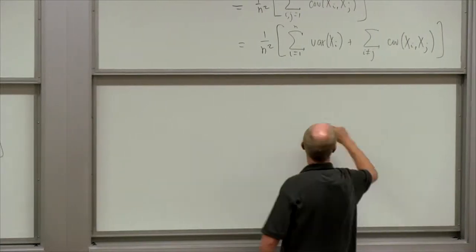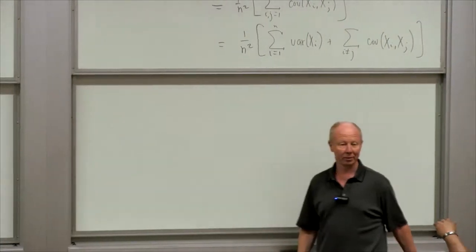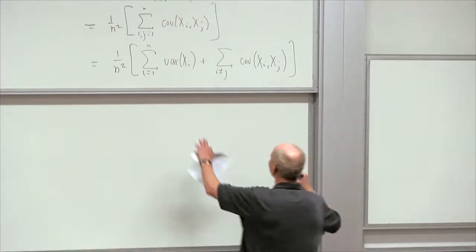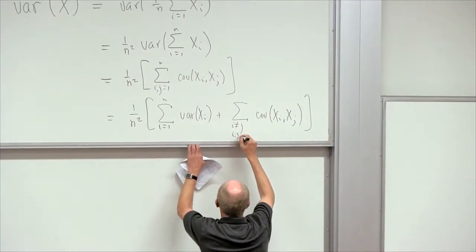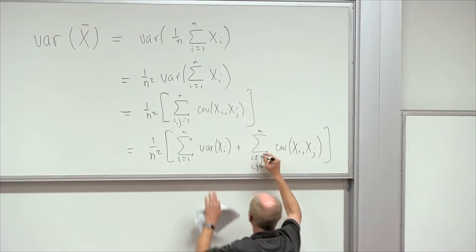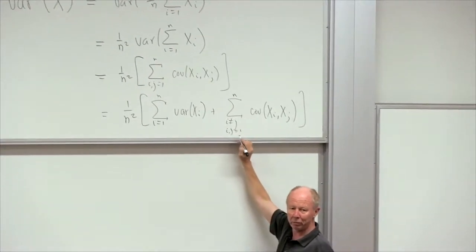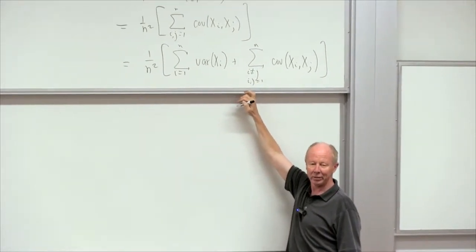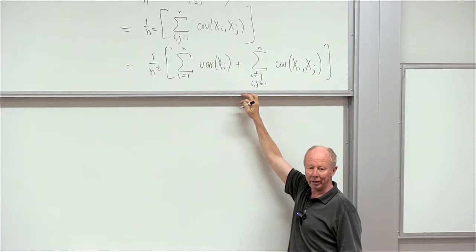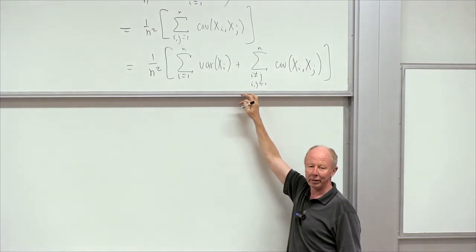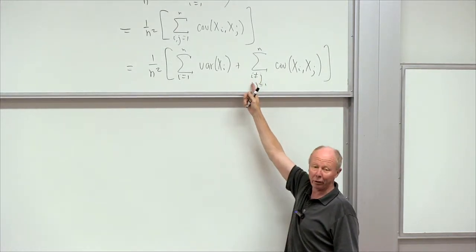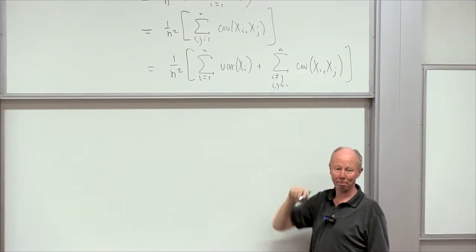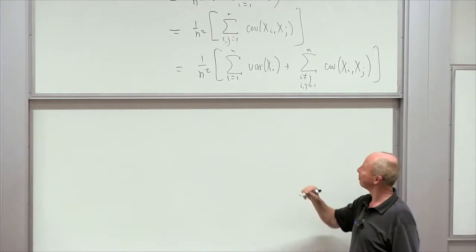Oh yeah, I should put here i and j equal 1 to n, but i different from j. I should put the limits there? Right. We had said that the first term was going to give us n terms, and the second term was going to give us the n squared minus n terms. And that's because in the second one, we don't include the diagonal, which has n terms.